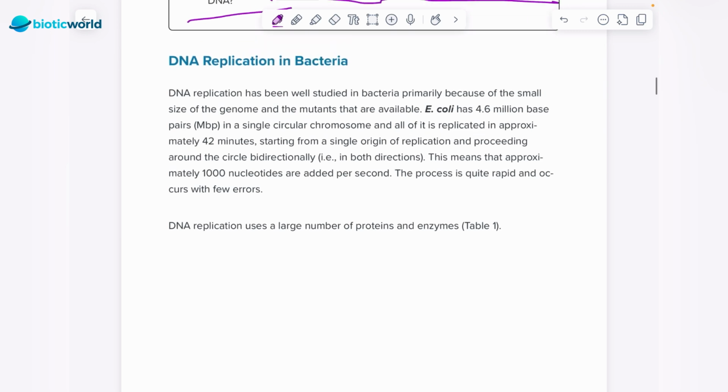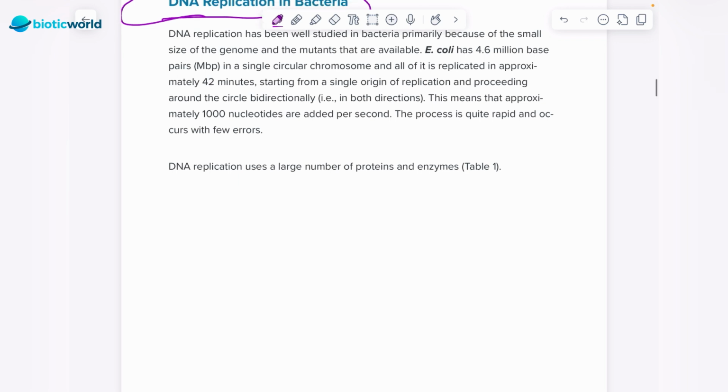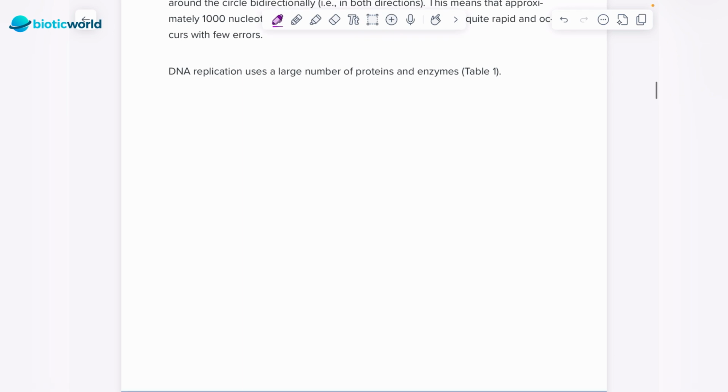DNA replication in bacteria. DNA replication has been well studied in bacteria primarily because of the small size of the genome and the mutants that are available. E. coli has 4.6 million base pairs in a single circular chromosome, and all of it is replicated in approximately 42 minutes, starting from a single origin of replication and proceeding around the circle bidirectionally. This means that approximately 1000 nucleotides are added per second. The process is quite rapid and occurs with few errors.